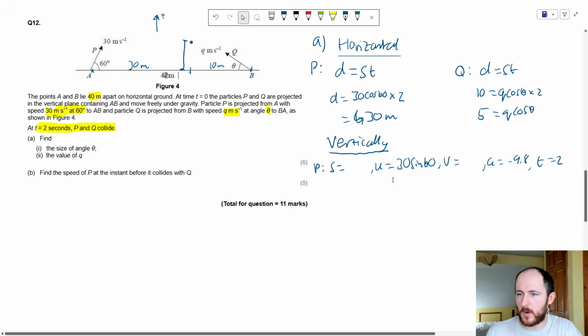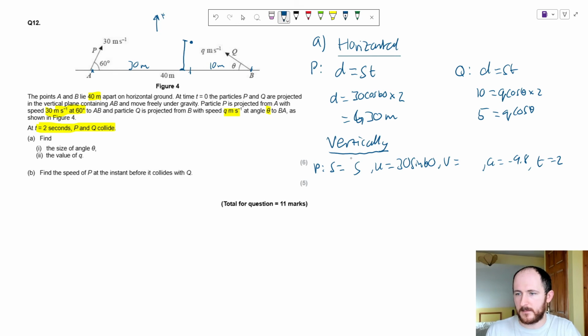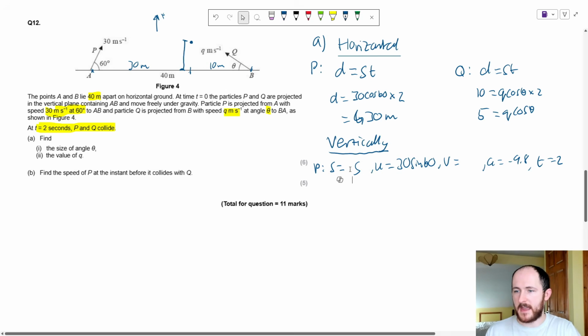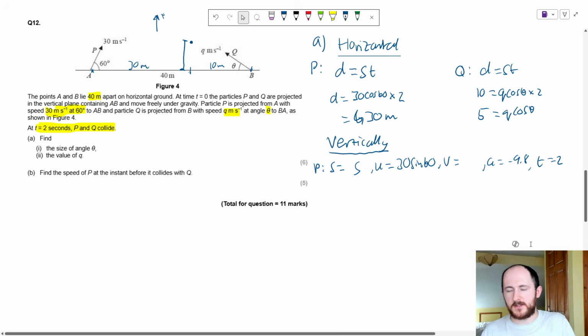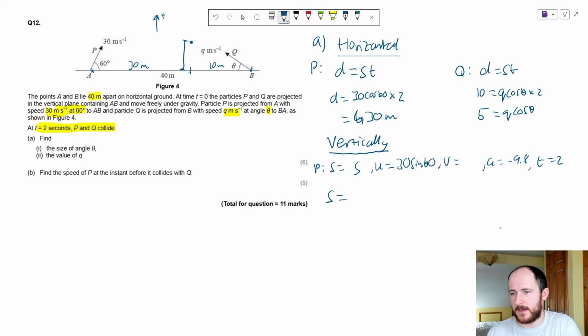So I'm going to work out S. Using that, I'm going to say that S, whatever my S is over here, is the same for Q. Simultaneous equation, job done, life is good. Remember when I said this question was short? I think I lied. I think I've just lied to you. But we have S, U, A, and T. So UT plus half AT squared. Again, a classic equation.